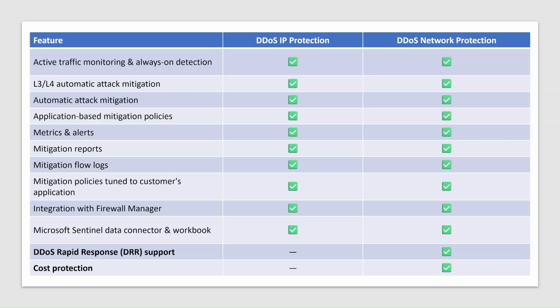Looking at the two options, both have most of the same features. The only difference is the cost protection, where the WAF discount comes in. If you have a WAF and DDoS enabled, then there is a cost difference with the network protection SKU. The rest is the same level of information, and the metrics come out of Azure DDoS.